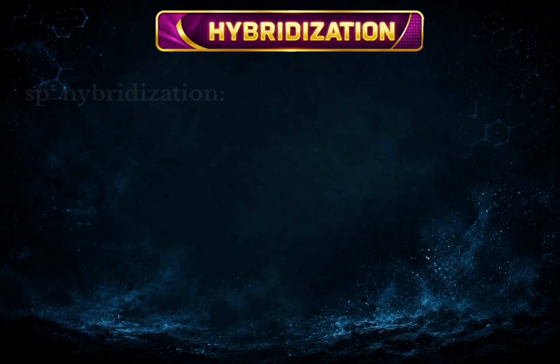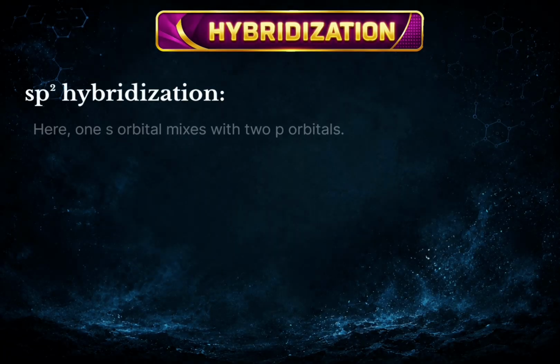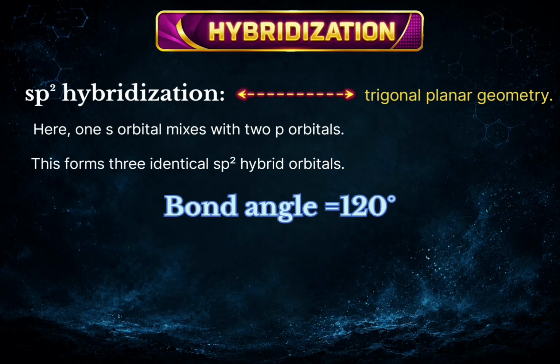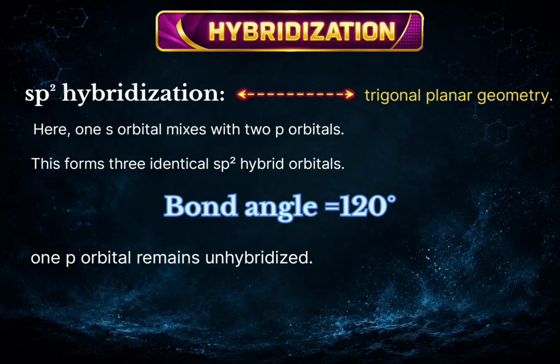Next, sp² hybridization. Here, 1 s orbital mixes with 2 p orbitals. This forms 3 identical sp² hybrid orbitals. To minimize electron repulsion, they arrange themselves in a trigonal planar geometry. The bond angle is 120 degrees. In this case, 1 p orbital remains unhybridized. We'll come back to its role in just a moment.